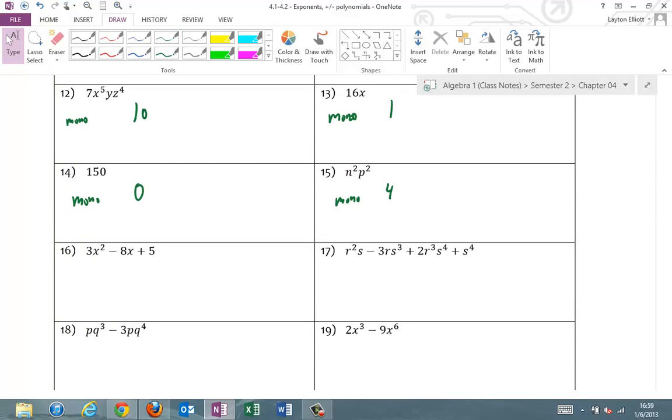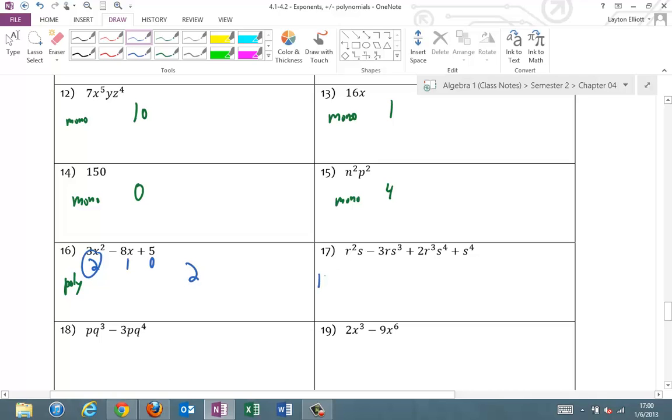16, 3x squared minus 8x plus 5 is a polynomial. It's not a monomial, it has more than one term. So what we do is we look at all 3 parts. This is a degree of 2, this is a degree of 1, this is a degree of 0. So its total degree is actually 2. We don't add them up. We just take whichever one's the biggest one.